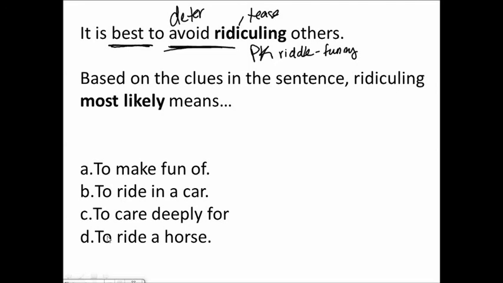So do you think you know what ridiculing means? Wow, you're pretty good. Ridiculing does mean to make fun of. Looks like you know context clues pretty well.